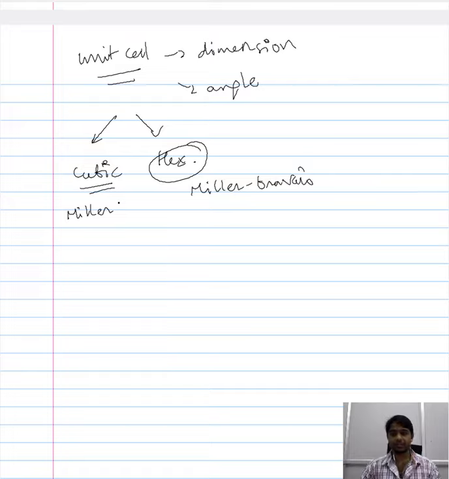This is one advantage of understanding the family of planes or family of directions. Once you are able to identify the equivalent planes and equivalent directions, you are in a position to describe any plane or any direction, not just within the unit cell, but in the crystalline system as a whole.